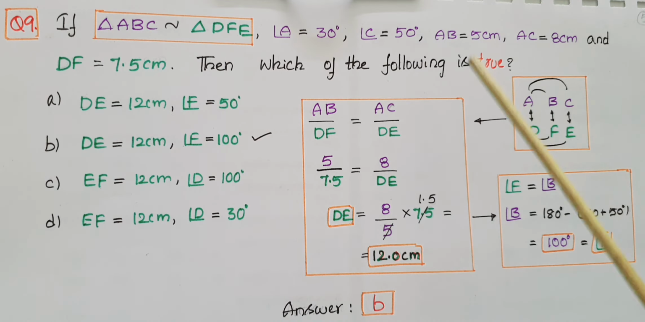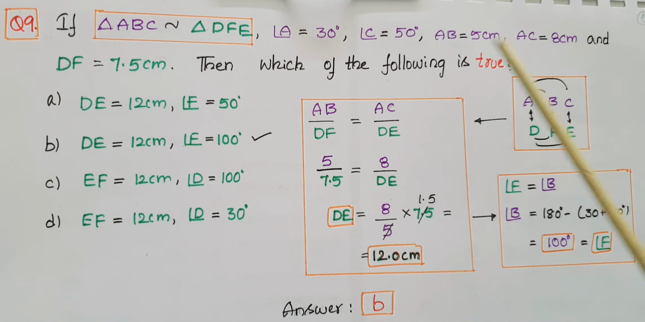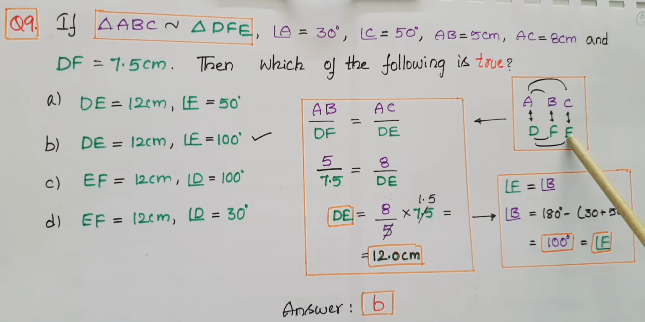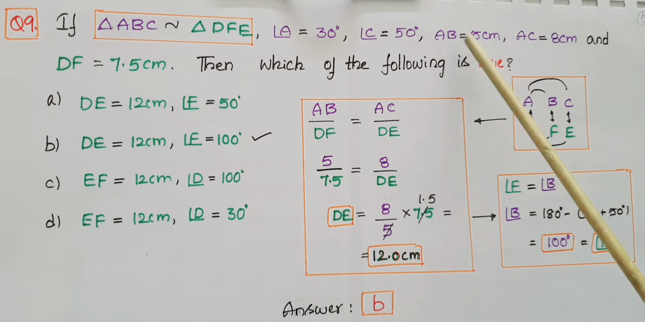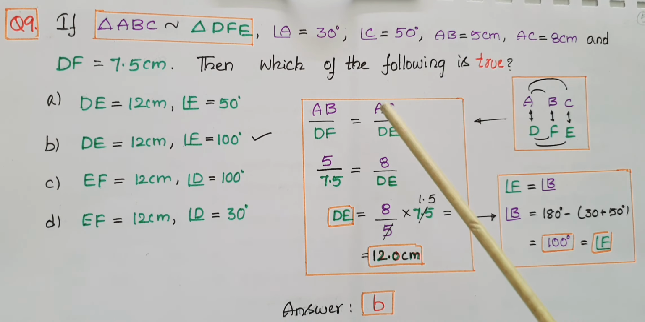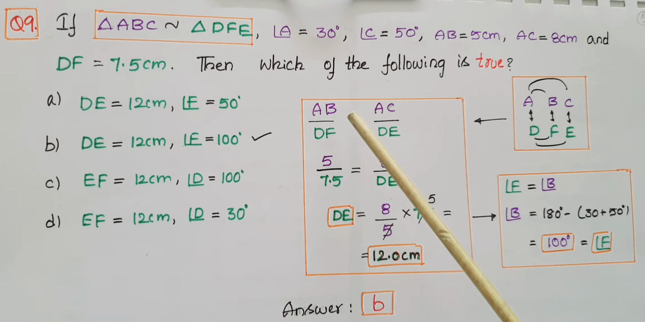Without drawing the figure, we can directly do it by using the tips. First, these two triangles are similar, so write here ABC, DFE. Some angles and some sides are given. See here, AB and AC are given. So we know that corresponding sides' ratios are equal.